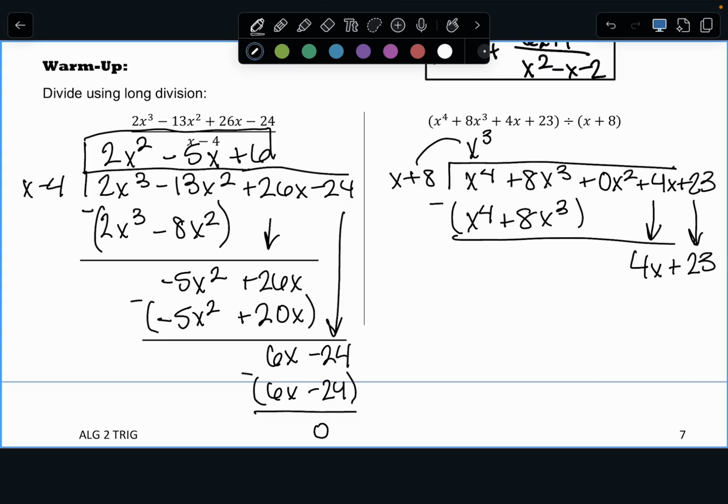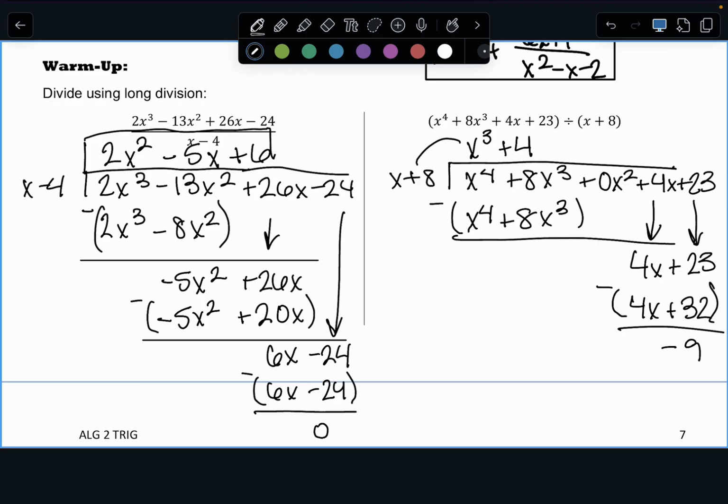And then to get from x to 4x, we have to multiply by 4. So we put plus 4 up top. And then last step, multiply that 4 back in. We would get 4x plus 32. And our remainder would be 23 minus 32, negative 9.